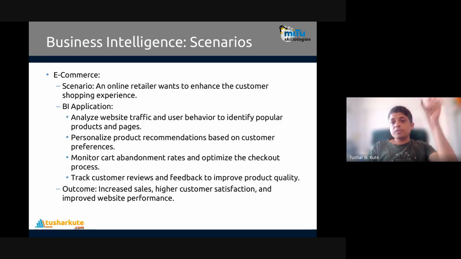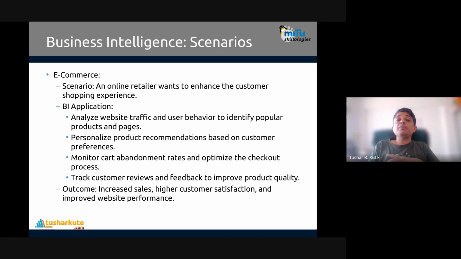Let's go with the e-commerce sector now, again one of the rising fields. Now whatever we sell and purchase, most of it is done through e-methods, that is, electronic methods, online methods. So what scenario will there be? An online retailer wants to enhance the customer shopping experience.